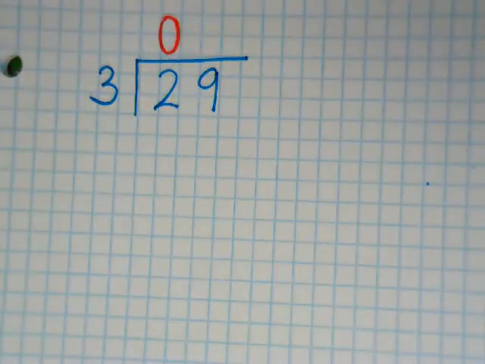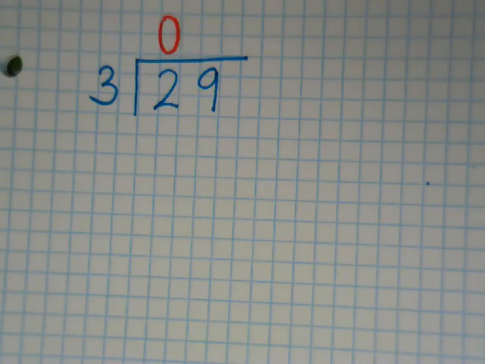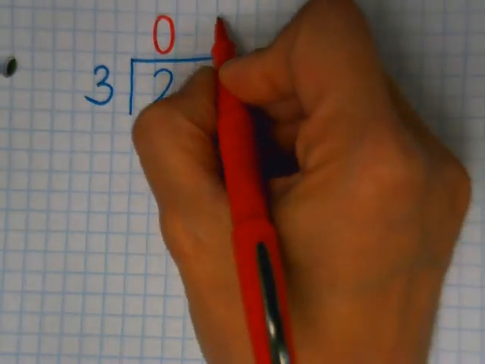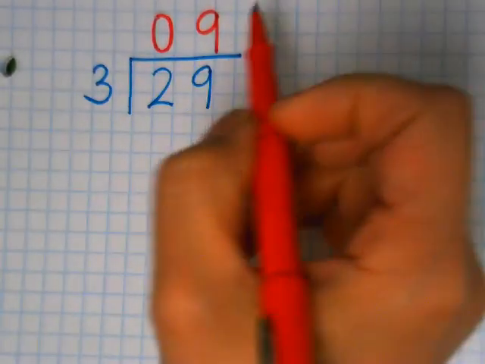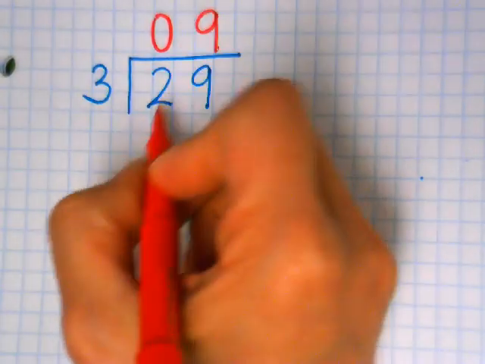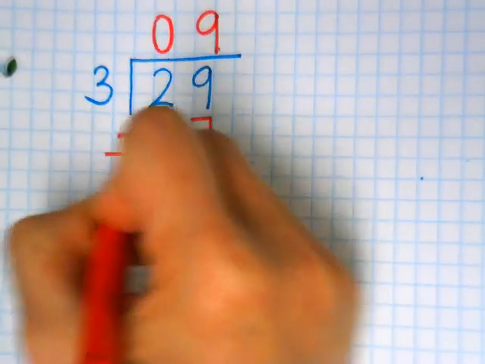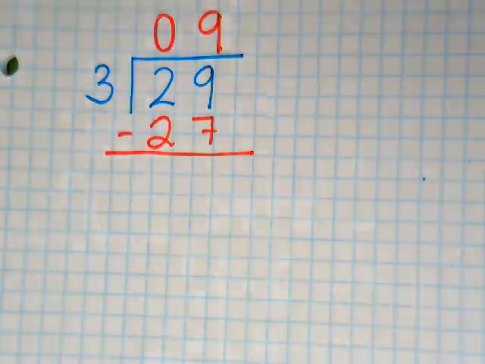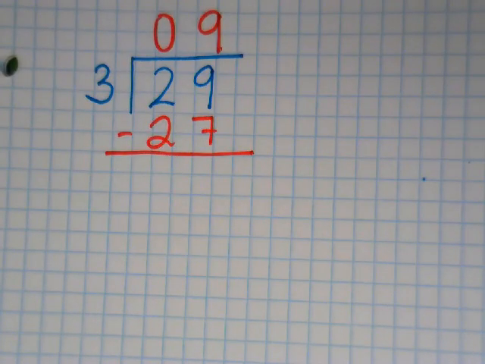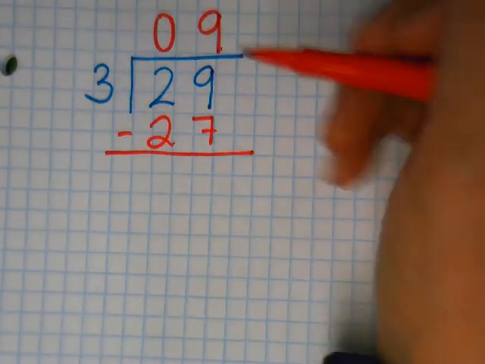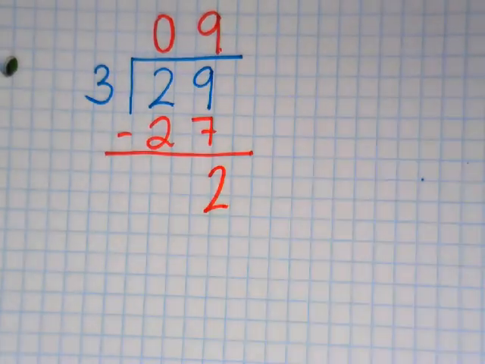3 times? 3 times 3. Oh, wait, 9, because 9 times 3. So I'm going to put that 9 on top of this one. 9 times 3 is 27. Division is really multiplying. What's my remainder? 2. I ran out of blue numbers.